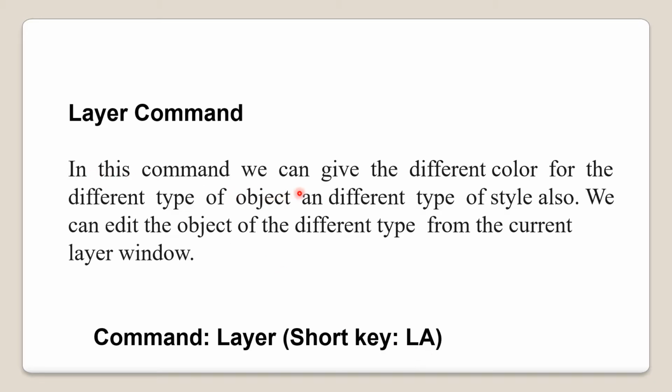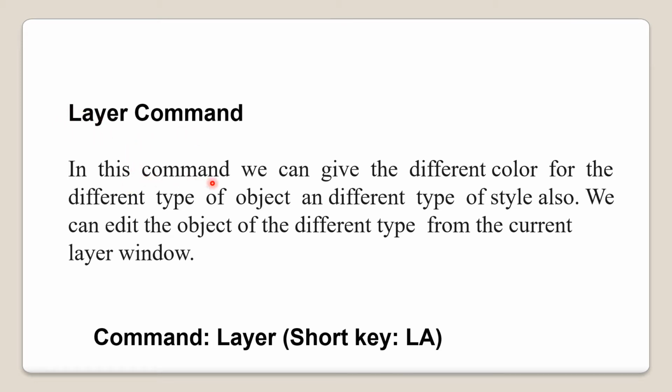In this command, we can give different colors for different types of objects and different types of style also. We can edit the objects of different types from the current layer window. What it means, I will also show with practical examples. For example, if you have one layer type, you can change its color, you can change its thickness, you can change its line type, like a continuous line, dash line, center line. So all things can be managed with a single command, that is the layer command.